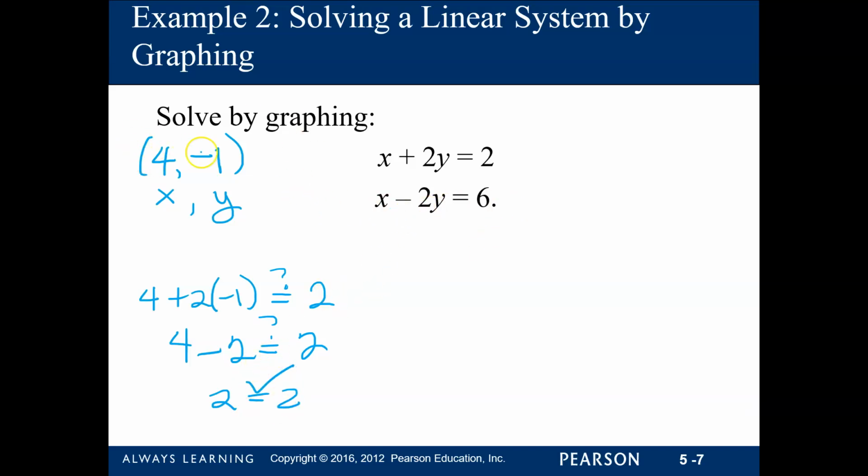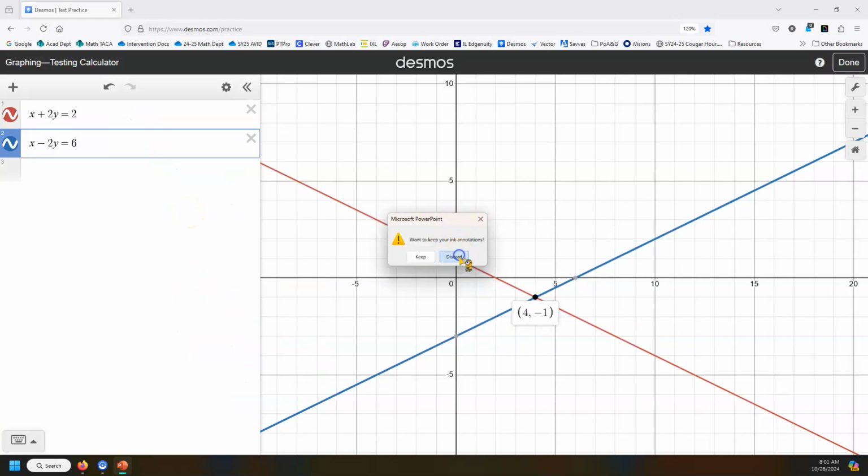And again, you can replace the 4, -1 into the second equation. 4 minus 2 times the y, which is -1. Is this going to be equal to 6? So minus 2 times -1, that's going to be a +2. 4 plus 2, is that indeed a 6? Yes, it is. Okay, so just by looking at our graph, let me discard this.